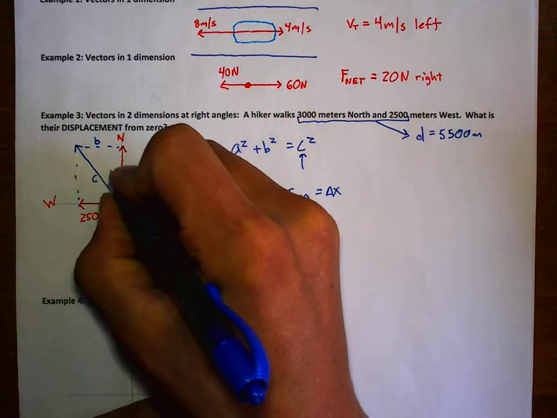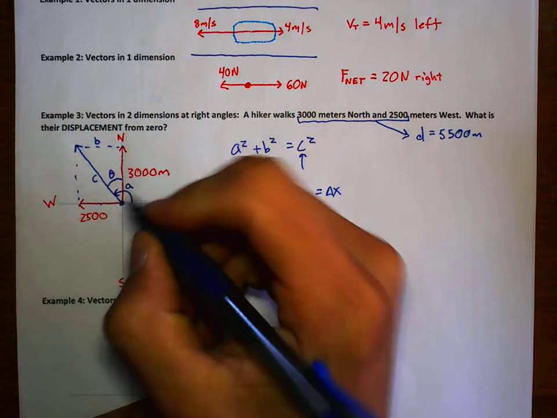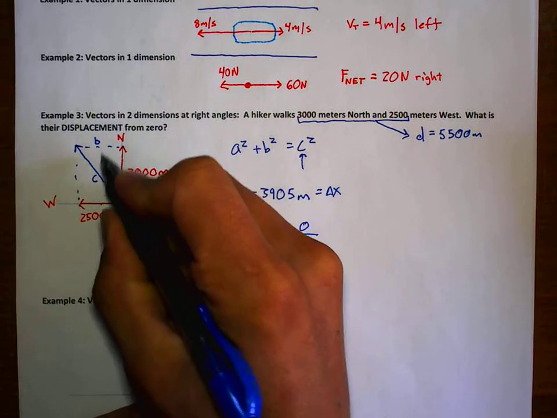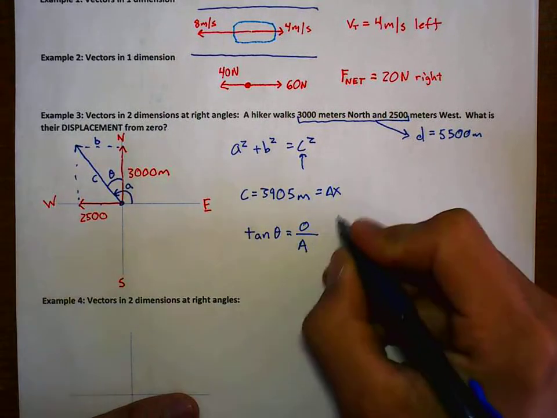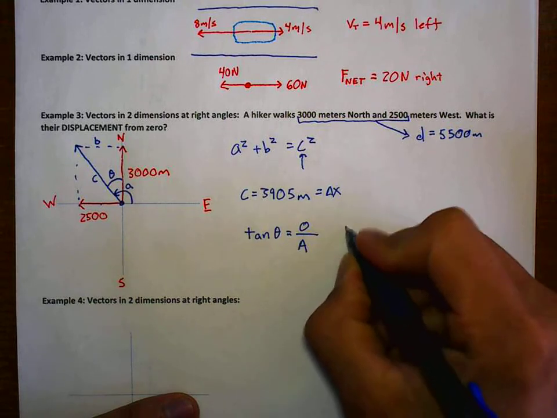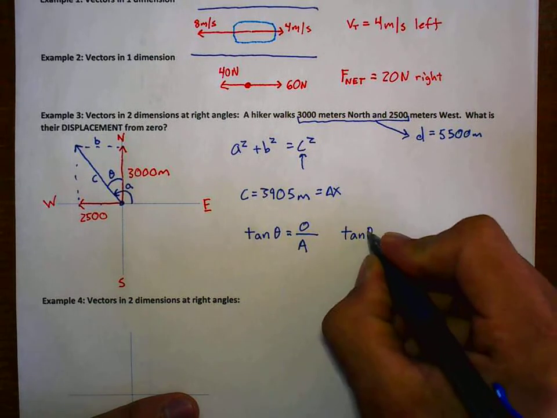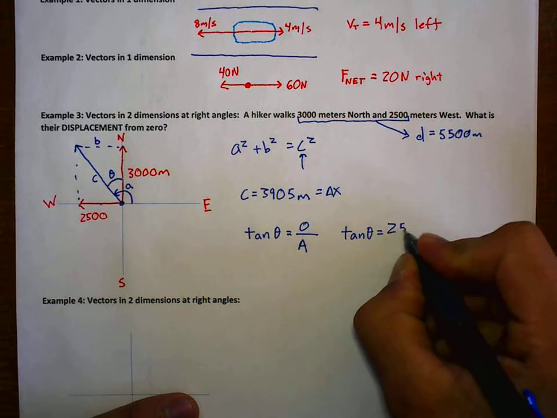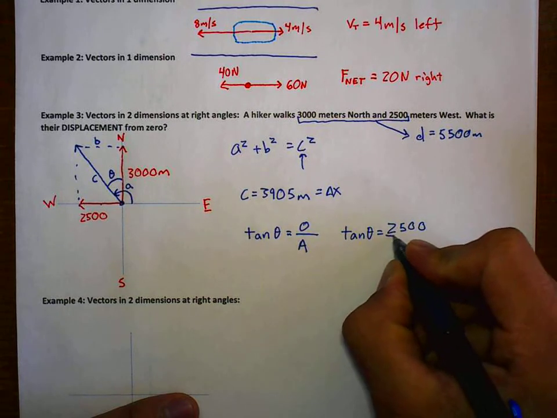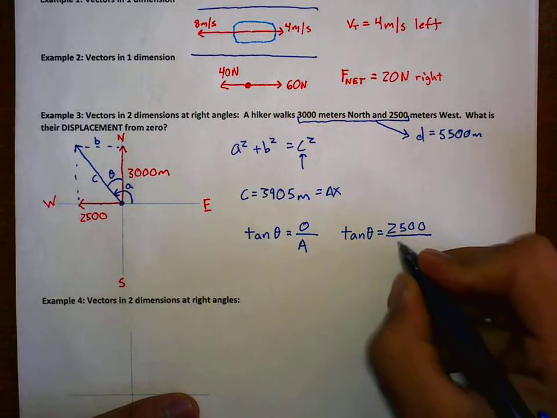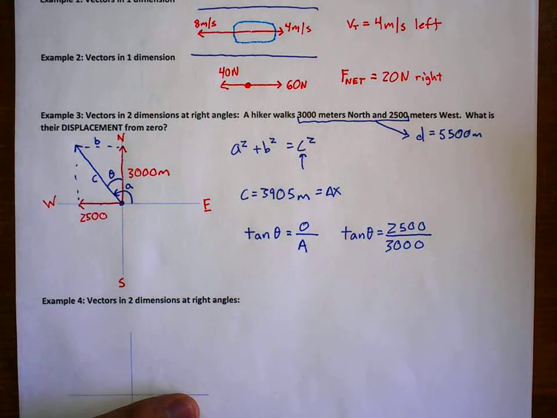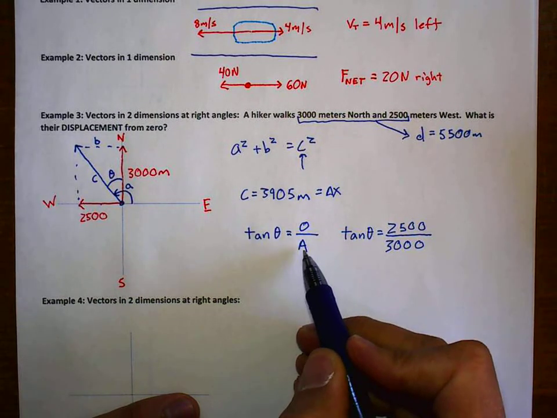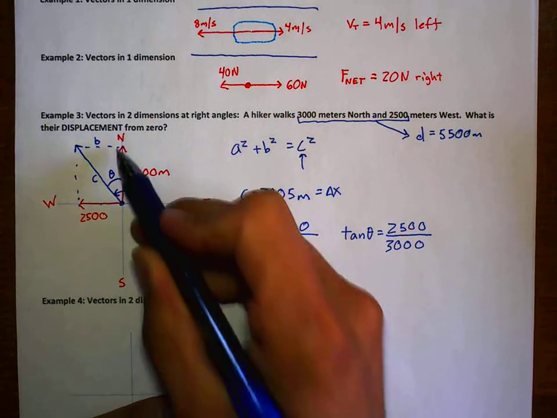So this is theta inside here. And my opposite side is actually B. So that's the 2,500. Tangent theta equals 2,500. And my adjacent side is 3,000. So notice that the adjacent is not always the x side. Here the adjacent is the vertical side.